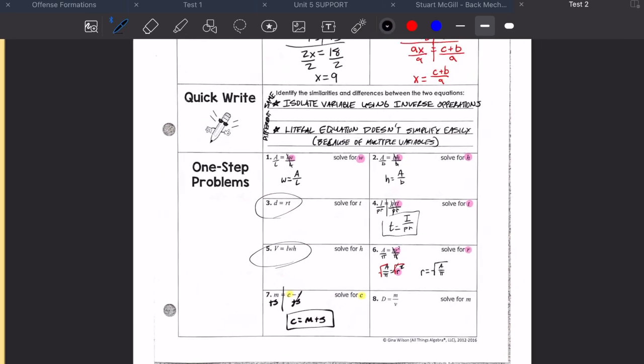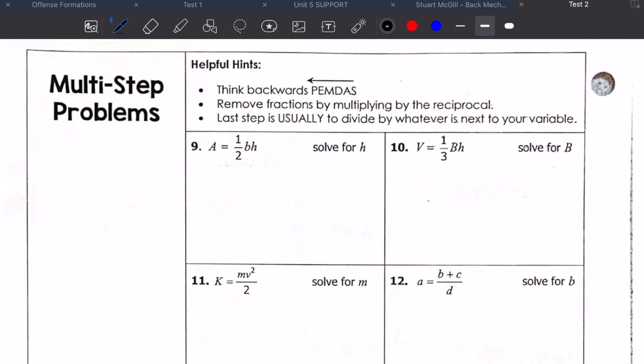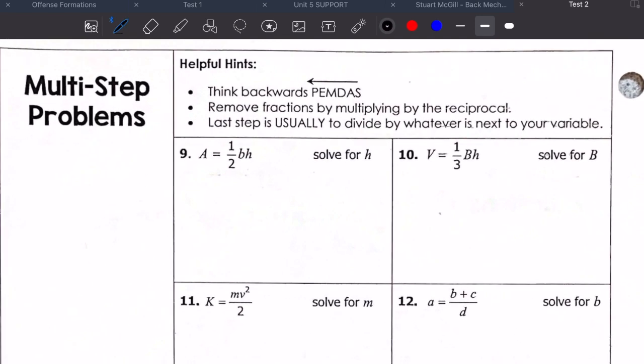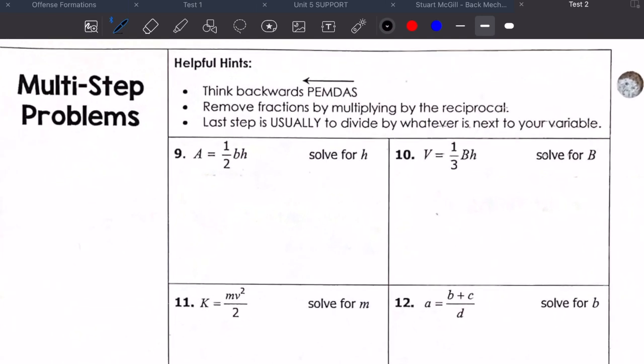Those were one step, but we've got to step up our game and move on to a multi-step problem. So with the multi-step problems, again, it's just the same thing that we were doing before. You're just trying to isolate the variable. Here's some helpful hints. I like to think of doing PEMDAS backwards, meaning you do addition and subtraction first, then you do multiplication and division, then you try to take care of the exponents and the parentheses last. That doesn't always work out that way.